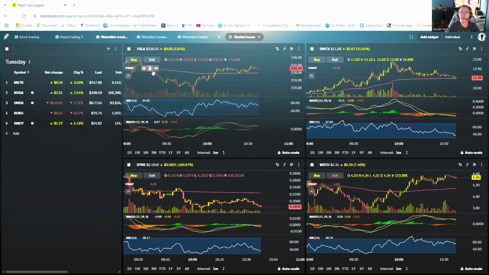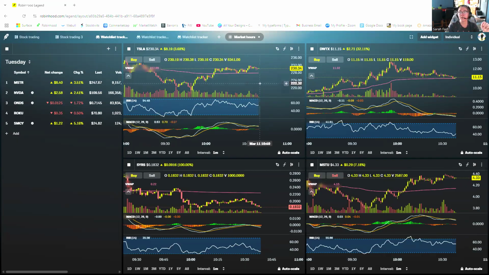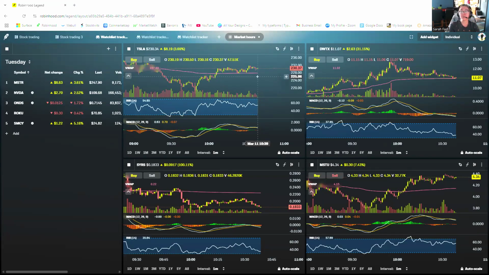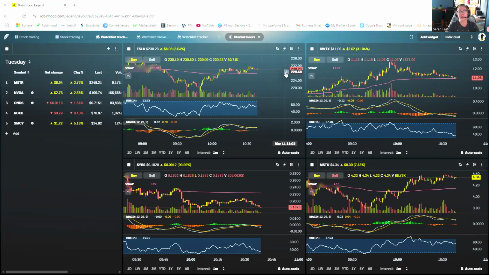Now, the VWAP right here, see, it keeps changing because it's in real time, but it's 230 and the price is over that. So that is an indicator that it is bullish. As long as it stays above the VWAP line, that is an indicator that it's going to continue to trend up. Now, if it dips below that, then it's an indication that it's going to go more into a bearish trend.